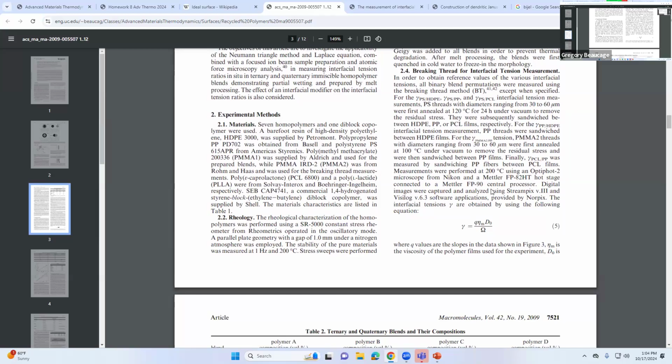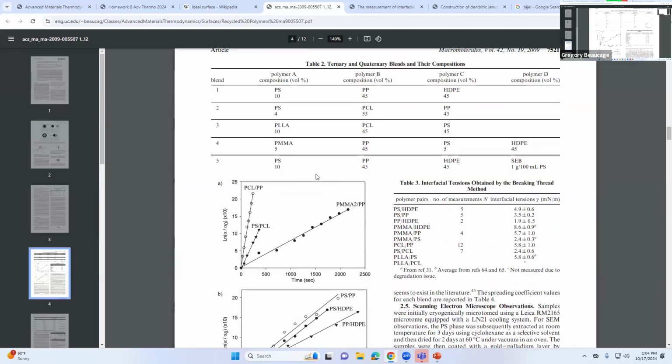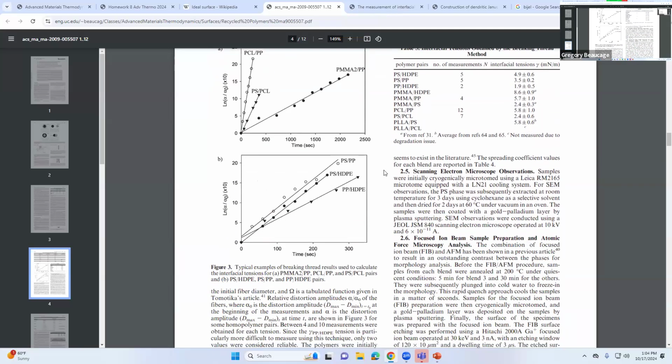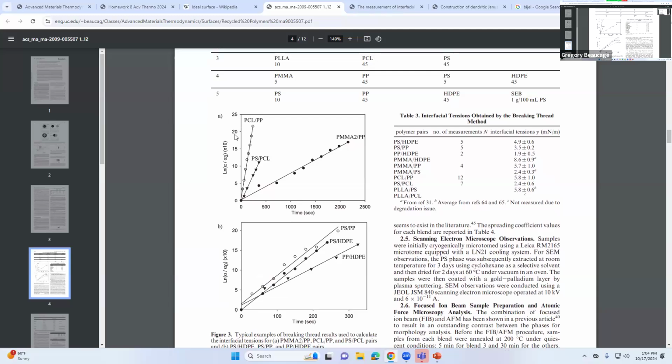He does that breaking test. Then he's got his polymers. These are the compositions he makes. And then he does that thing: he makes a fiber of one of the polymers, puts it in a sandwich of the other polymer, and heats it up. Then he does micrographs and measures the oscillating sine wave of the fiber as it grows with time. And this is the log of that.